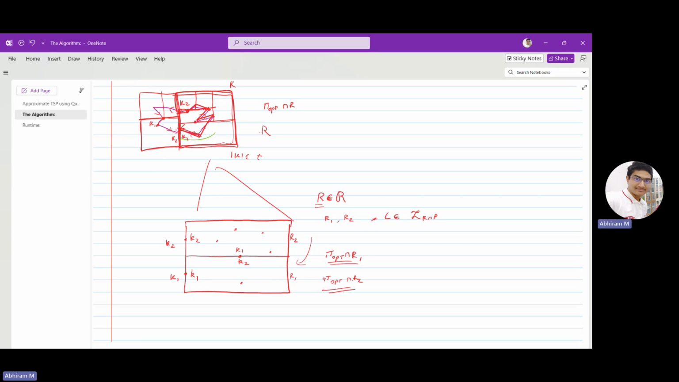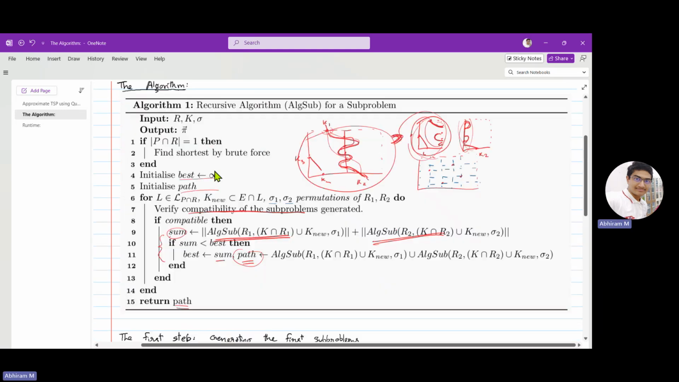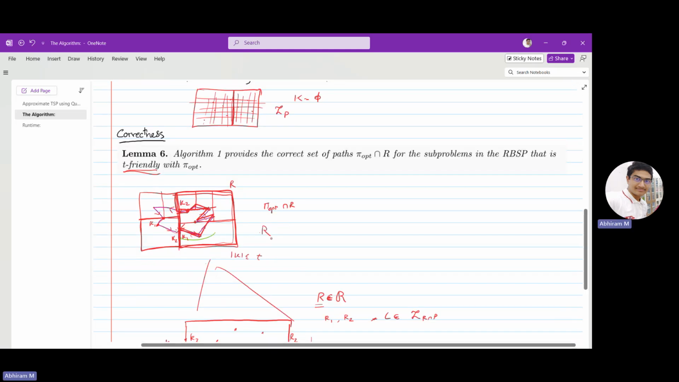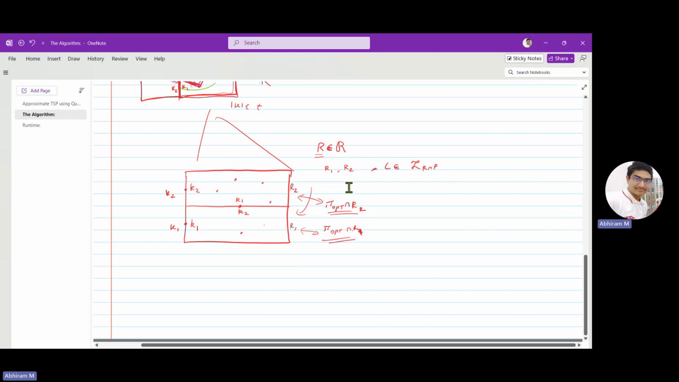Okay, and this is where induction comes in, right? So for induction, I need the base case as well. I will get to the base case, but we should be getting pi opt intersection R1 as the answer for this, and pi opt intersection R2 as the answer for this. And now, in this step, I will be considering the sum of those two as one of the possibilities. That is why, if I return anything else, that something else has to be shorter, contradicting the optimality of pi opt.